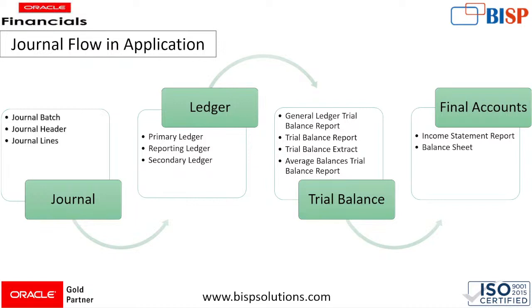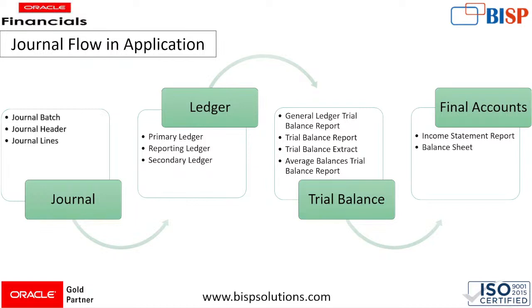And through the ledgers, if they are posted, then you can view them using the trial balances. There are 4 reports available through the schedule process. You can view when it gets posted, and balances get updated in the trial balances. The general ledger trial balance report is there, the trial balance extract is there, and the average balance trial balance report is there. There are 4 reports for the trial balances.